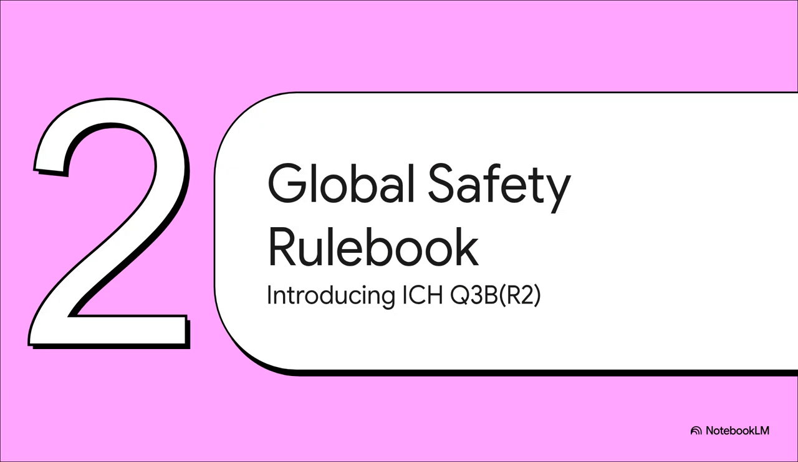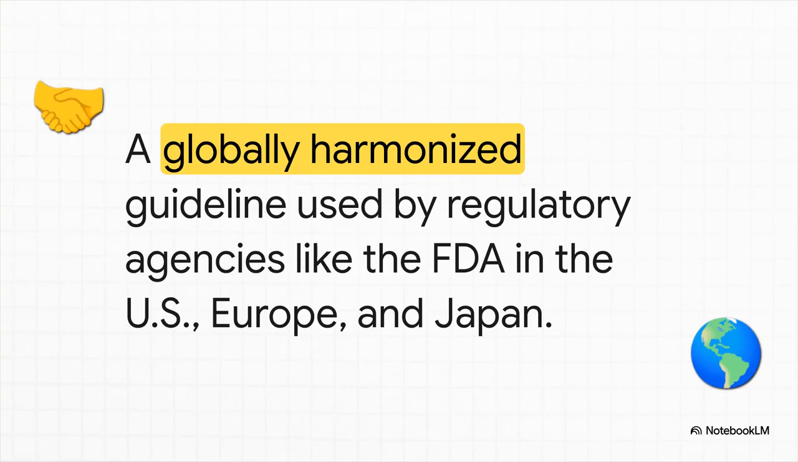Okay, so if these unwanted ingredients are forming, how on earth are they controlled? Well, thankfully, there's a global playbook for exactly that. It's a document with a really technical name, ICH Q3B R2. But its purpose is actually super simple, keeping our drugs safe. And this isn't just one country's set of rules. No, this is a harmonized international standard.